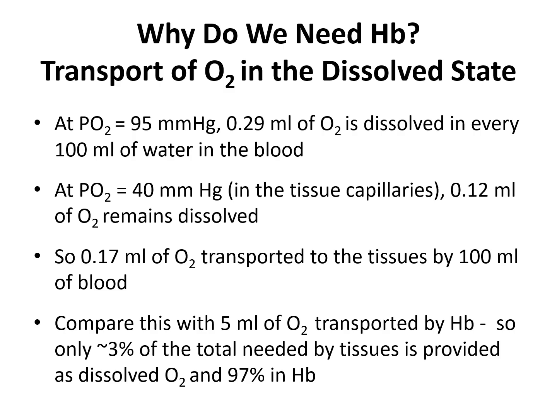Contrast this with the 5 milliliters of oxygen that are released by hemoglobin when you go from the lungs to the tissues. So 5 versus 0.17, that's almost 97% versus 3% of the total needs of the tissues, which are subserved by hemoglobin carrying oxygen and could not be achieved if oxygen were only dissolved in the water of the blood.